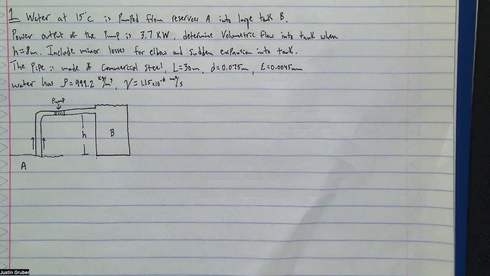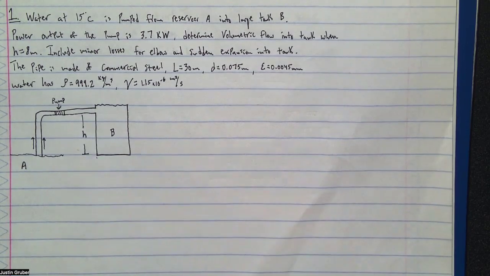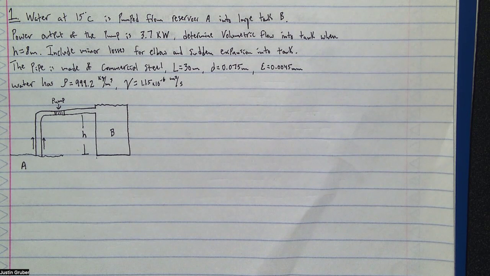For question one, check it out. We've got water at 15 degrees being pumped from reservoir A into large tank B. The power output of the pump is 3.7 kilowatts. That's the W dot that we're going to be dealing with. We want to determine the volumetric flow into the tank when that height H right there is 8 meters. We want to include the minor losses for the elbow and sudden expansion in the tank.